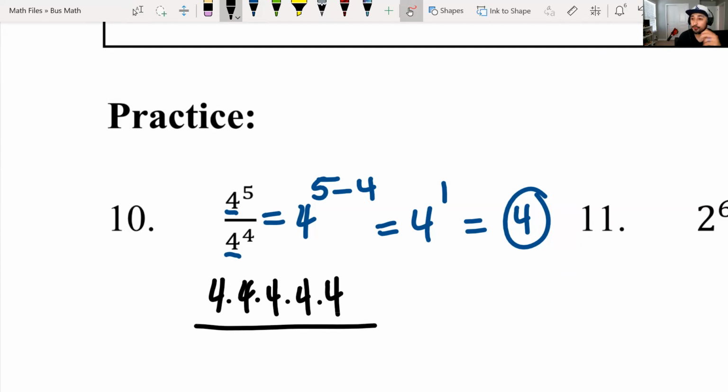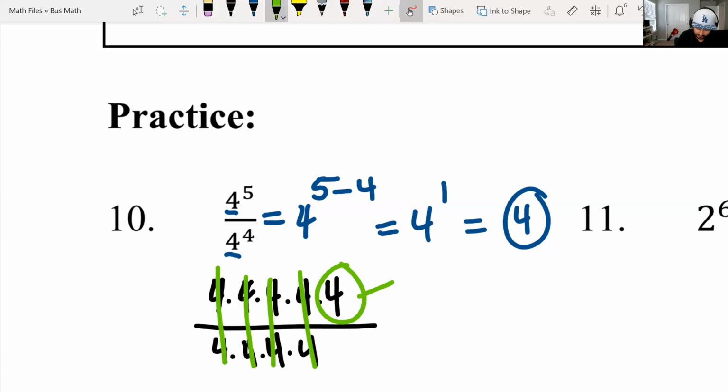In the denominator, 4 to the 4th means I have 4 4s. I can write that as 4 times 4 times 4 times 4. Now get the biggest marker, pencil, pen you have and just have fun canceling. These 4s cancel. These 4s cancel. Those 4s cancel. And you're left with a single 4.